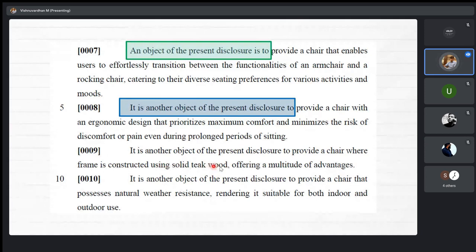Then another objective is to provide a chair where the frame is constructed using teak wood. Again, I don't know if this is a good objective to write, but okay. And lastly, they say something which has natural weather resistance. So I'm assuming it has a varnish coating and stuff like that, which protects it from moisture.